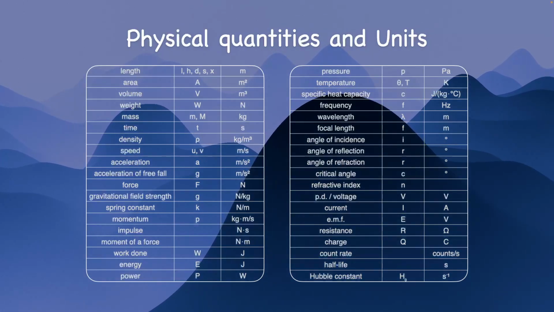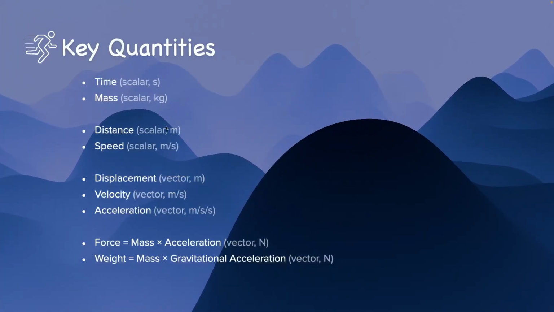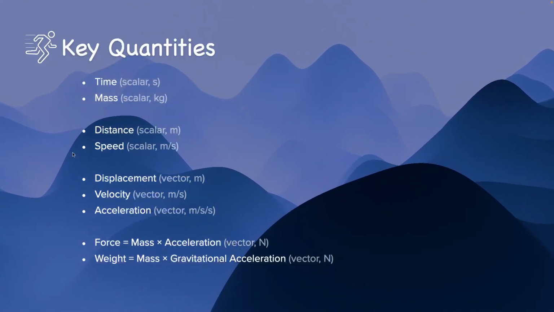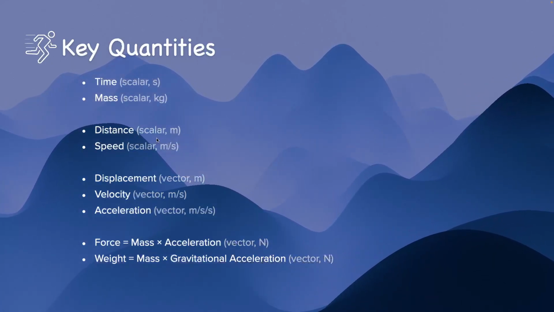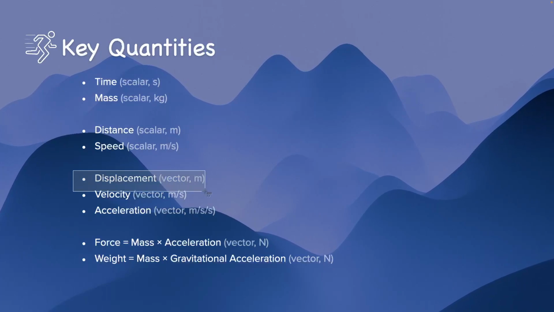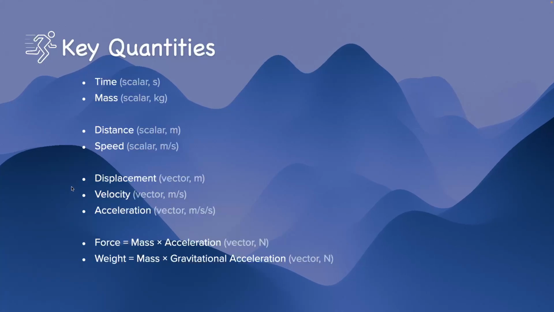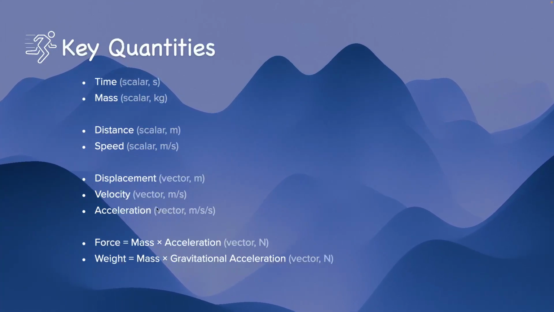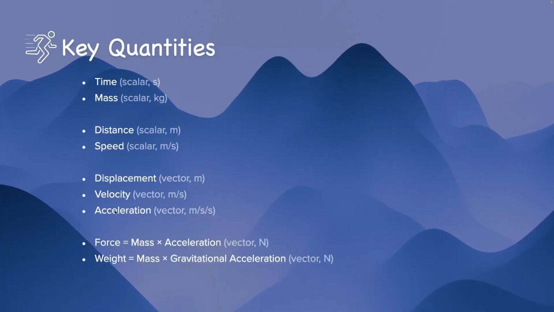Okay, let's move on. We're starting today with motion. So here are the key quantities of motion. We have time and mass, and we have distance, which is the change in position. We also have speed, which is the change in distance over time, or if you want to get more specific, it's the change in displacement over time. So displacement is a vector quantity, meaning it has direction as well as magnitude. Velocity is the change in displacement over time, and acceleration is the change in velocity over time.